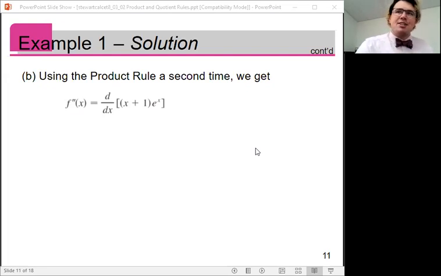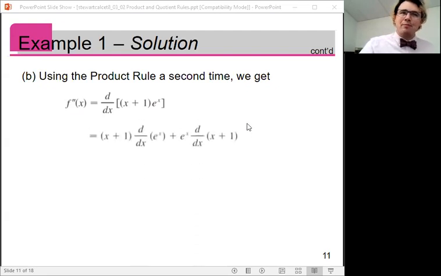And my strategy is exactly the same as before. I'm going to break it down into smaller pieces, and as long as I can calculate derivatives of those smaller pieces, I have the formula for the derivative of the whole function. The derivative is going to be x plus 1 all times d on dx applied to e to the x, and then I have to add on e to the power x times d on dx applied to the quantity x plus 1. Well, hey, those are both pretty simple.